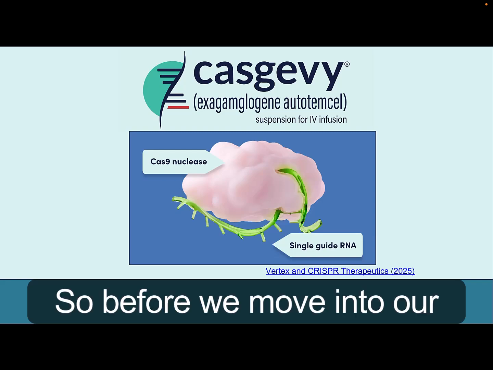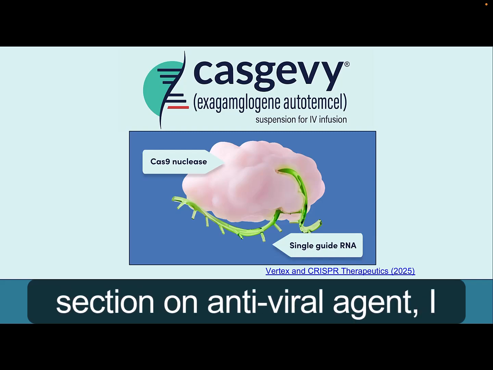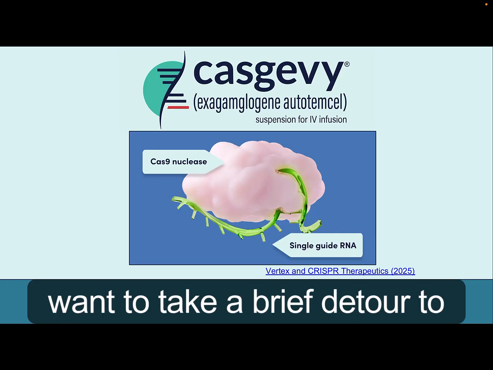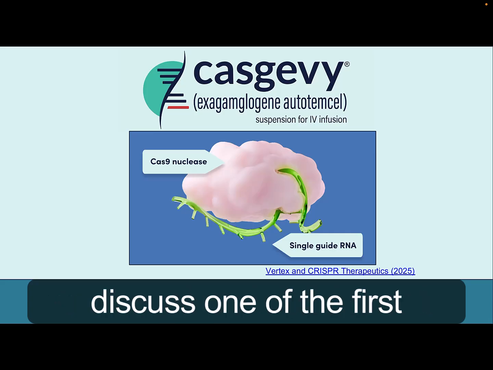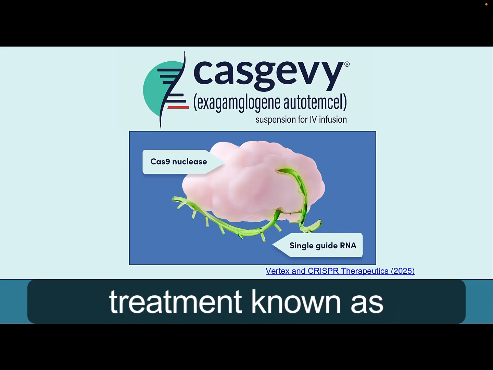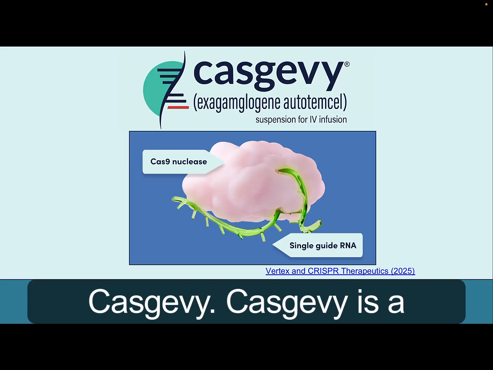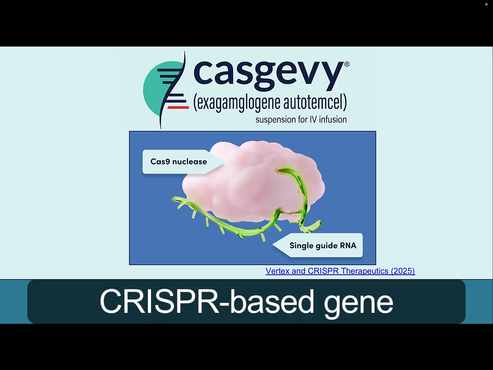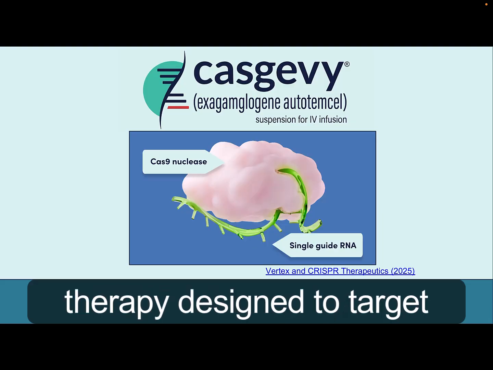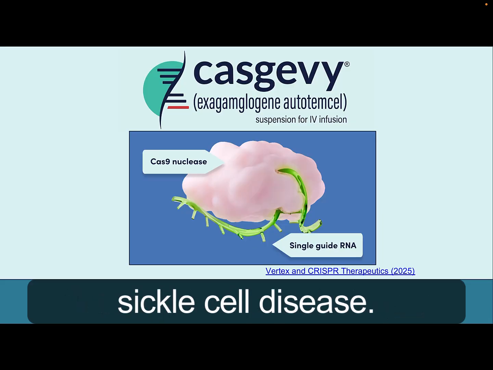So before we move into our section on antiviral agents, I want to take a brief detour to discuss one of the first approved gene therapy treatments known as Casgevy. Casgevy is a CRISPR-based gene therapy designed to target sickle cell disease.